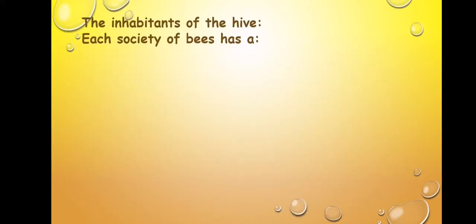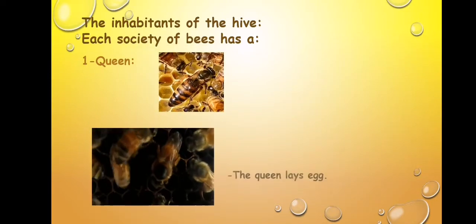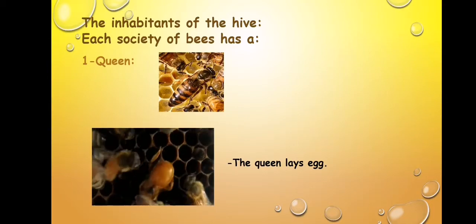The inhabitants of the hive. Who lives in the hive? Each society of bees has a queen. The role of the queen bee is to lay eggs. So the queen bee lays eggs.